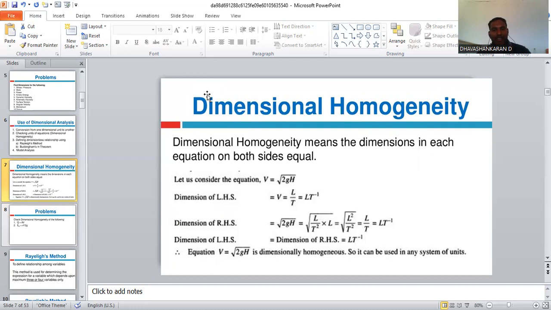Gravity has the unit of meter per second square, and height is calculated in meter. These two are converted into physical quantities. Meter is converted into the physical quantity length, and second is converted into the physical quantity time.